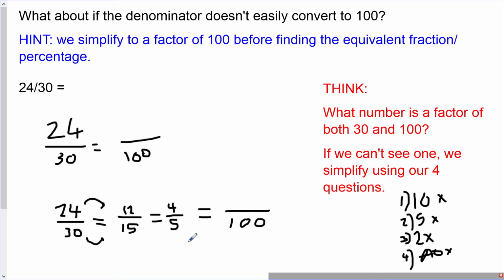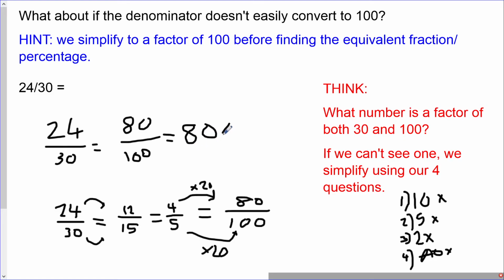So here, 5 times by what gives us 100? Well, times by 20. I was saying, whatever we do to the bottom, we do to the top. 4 times by 20 then is 80 out of 100. So now I can see that 24 30ths is the same as 80 out of 100. Now I've got the denominator of 100, which I wanted. It is really quick and really simple to convert that into a percentage. And I can see that 24 30ths is the same as 80%.